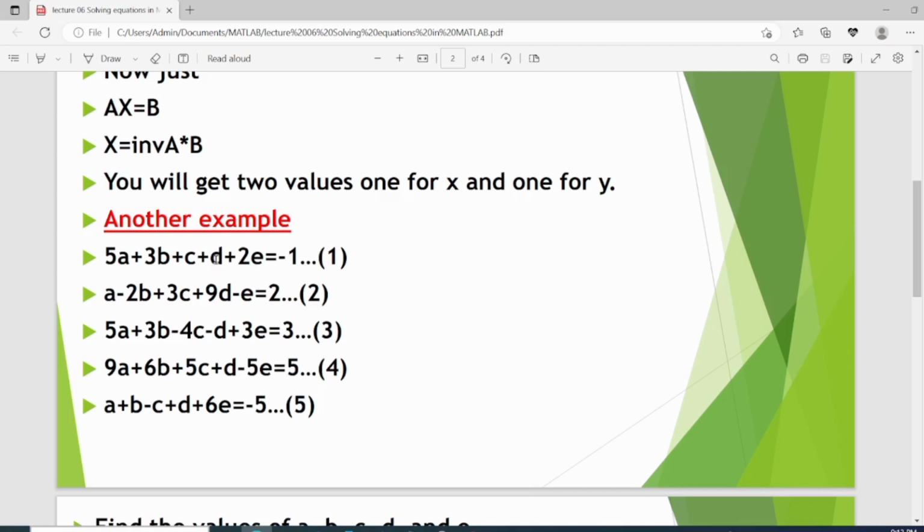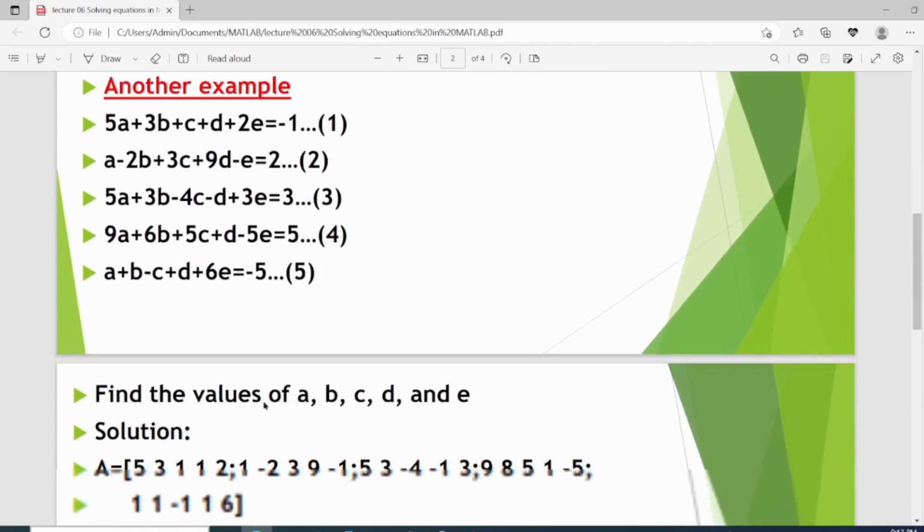And in the last equation, a plus b minus c plus d plus e is equal to minus 5. So now the demand of this question is to find the values of a, b, c, d, and e. After obtaining these values, you can put them in the left hand side of the matrix, and the value on the left hand side must be equal to minus 1.